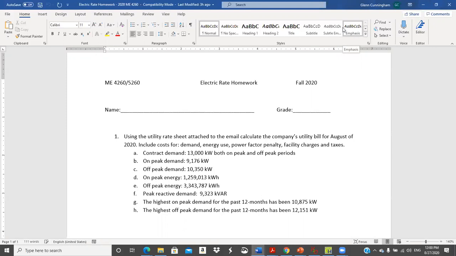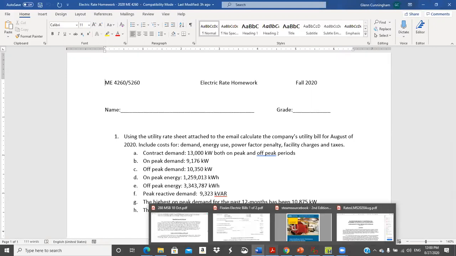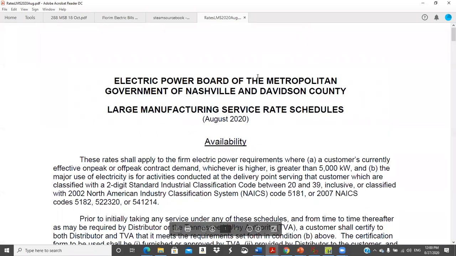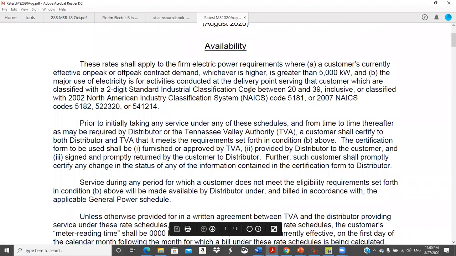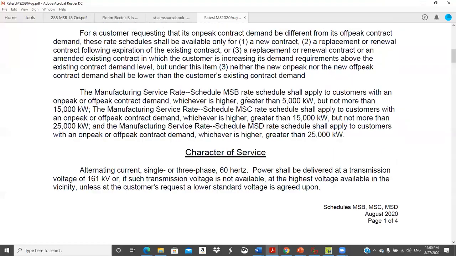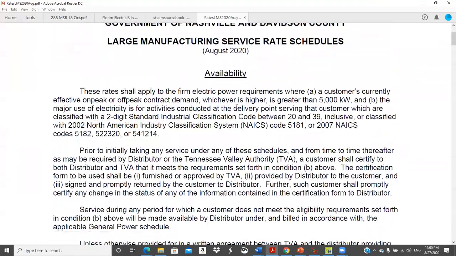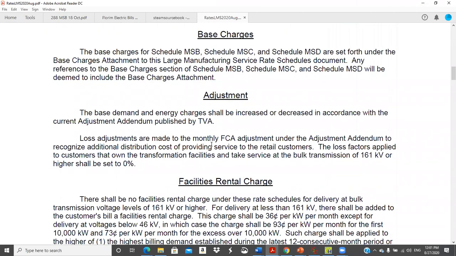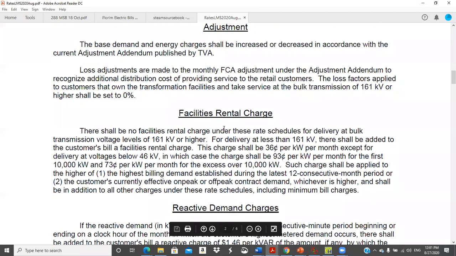So I also sent you the rate structure to use, which is Nashville. Let's see, I think it's this one. I think that's what I sent. But anyway, it's pretty much what we've been going through. So all your definitions and stuff are up here: availability, character of service, base charges, adjustment, facility rental.